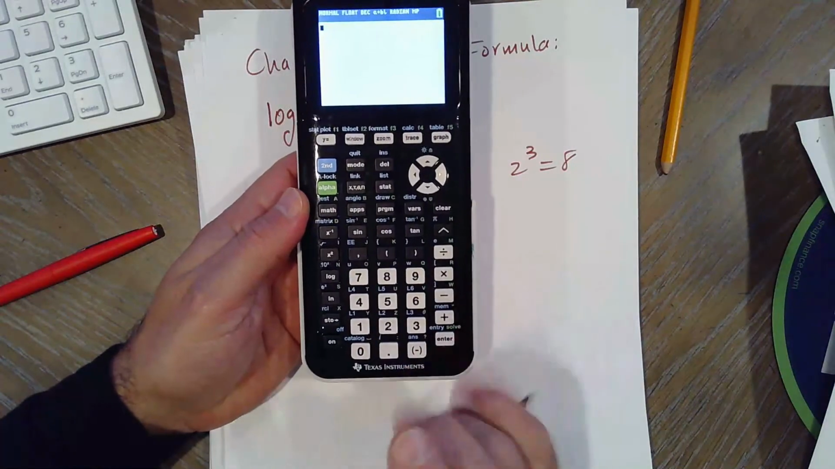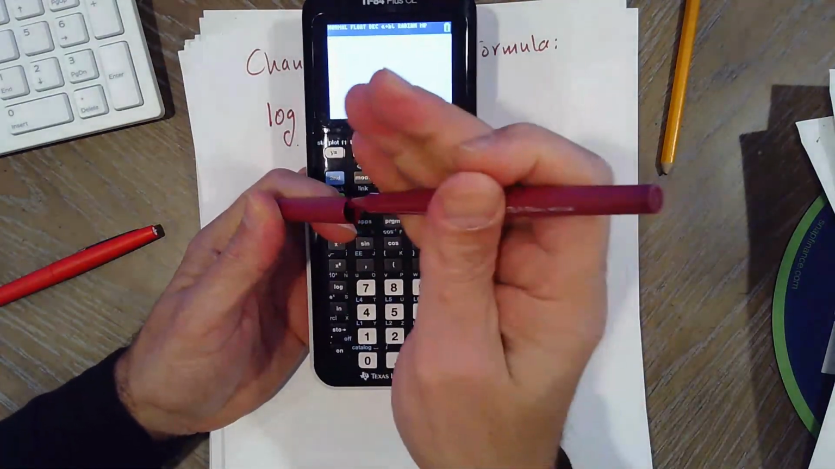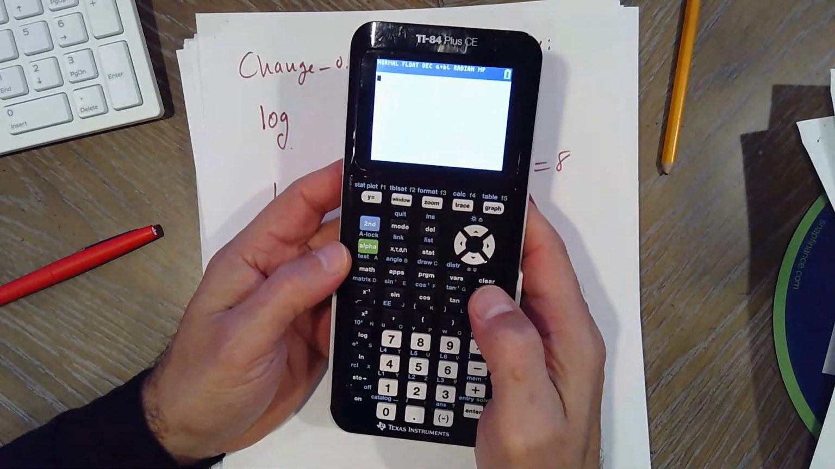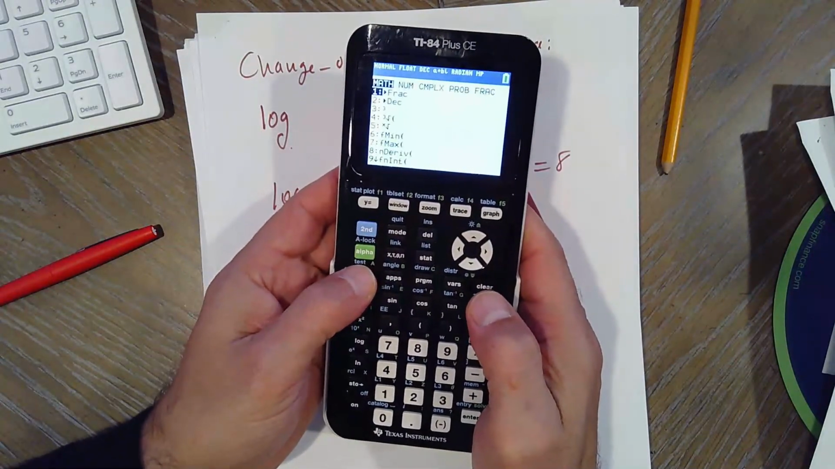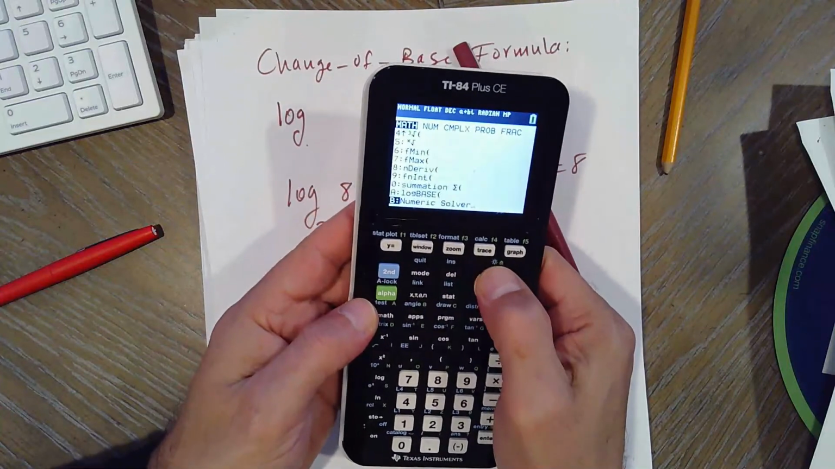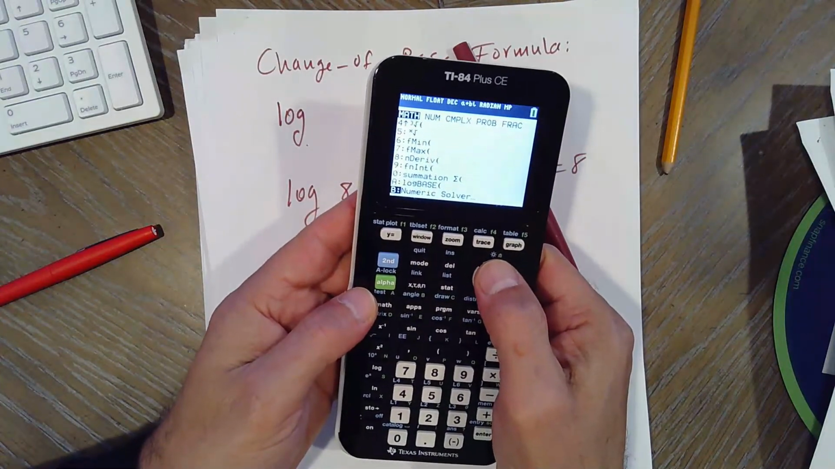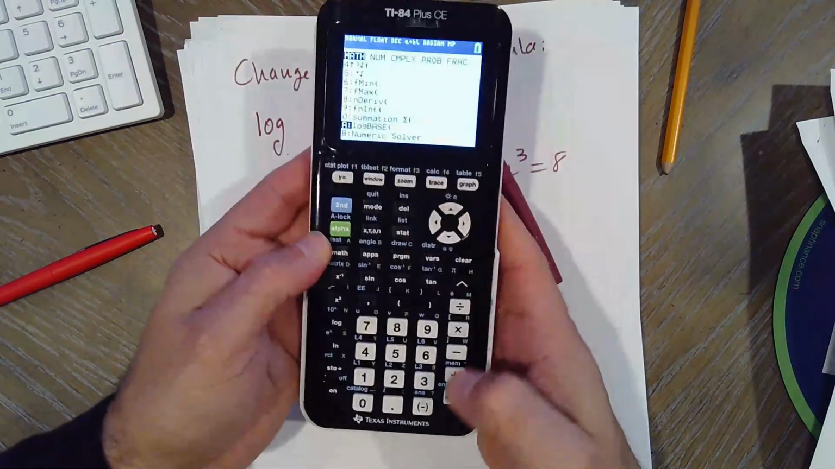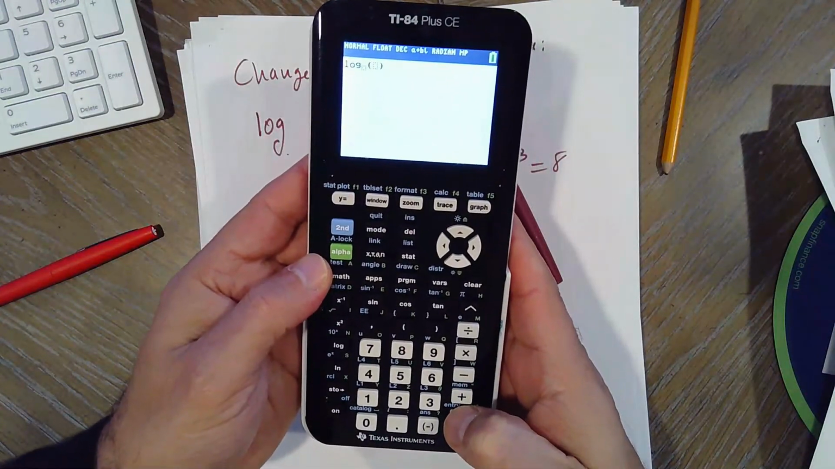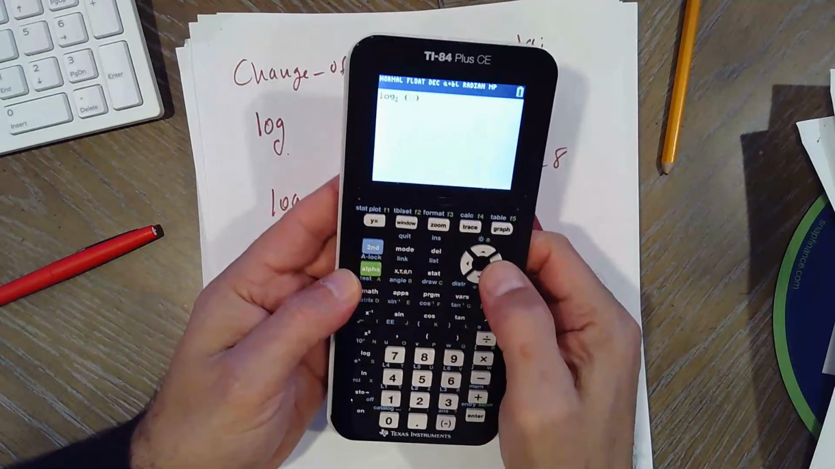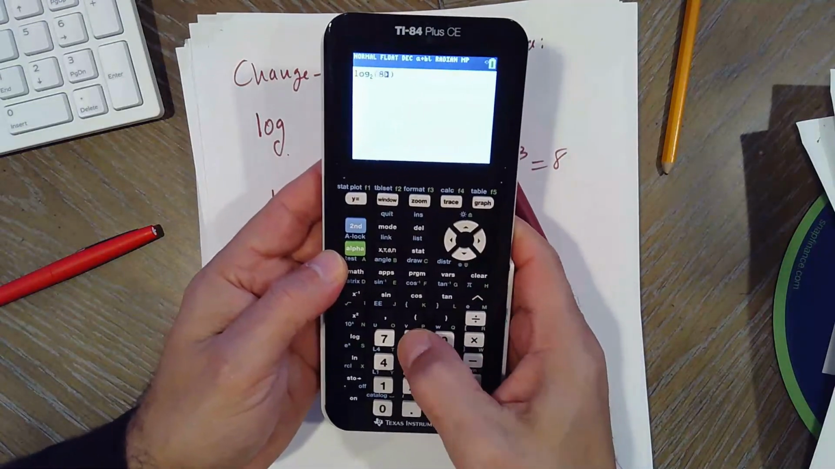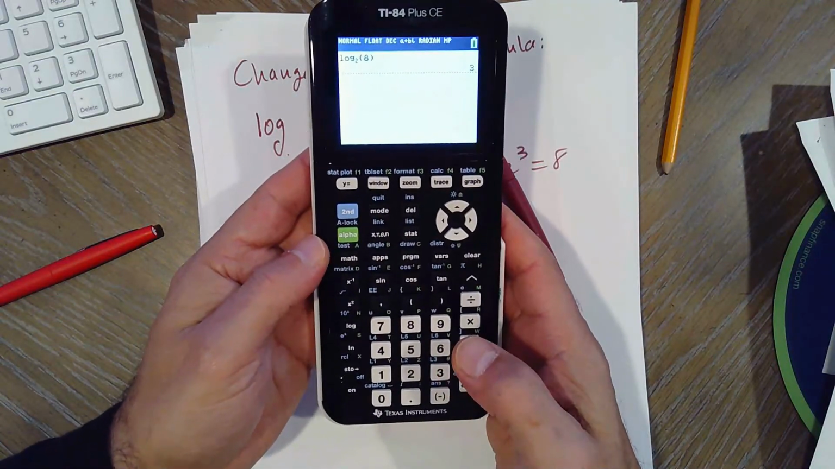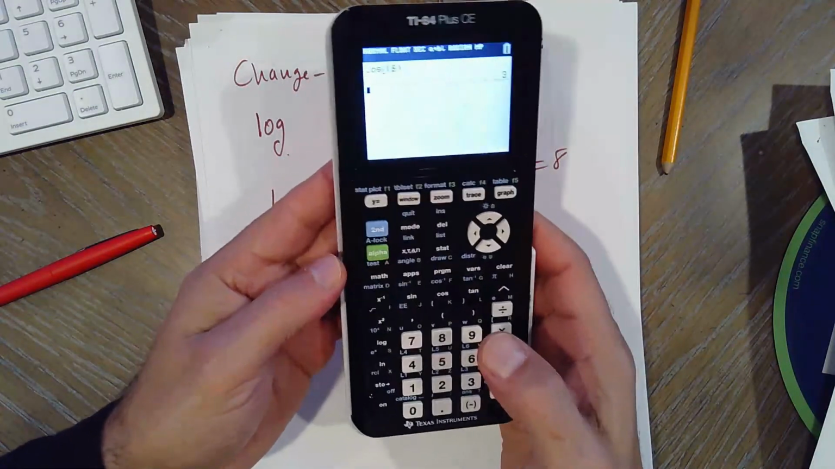Well, what you can do, if you have the advanced graphing calculator, there is a log base key, which if you go to math and then go up arrow, you can set log base, click on that, and it tells you what the base is, and then you put 2 and then the 8 for the input, and there's the answer.